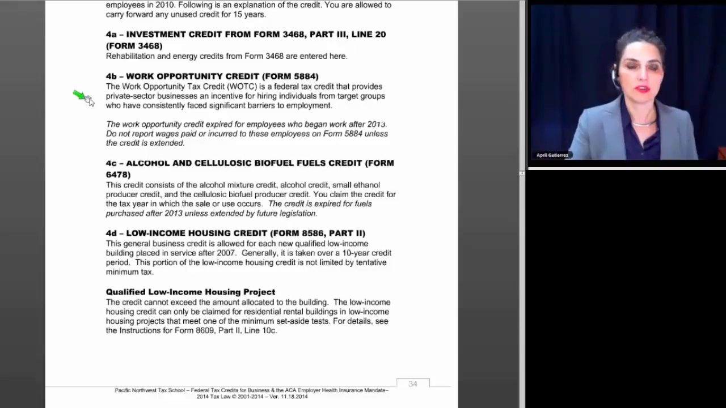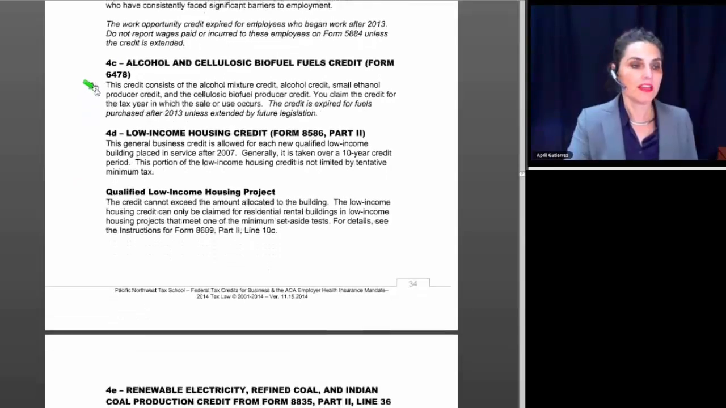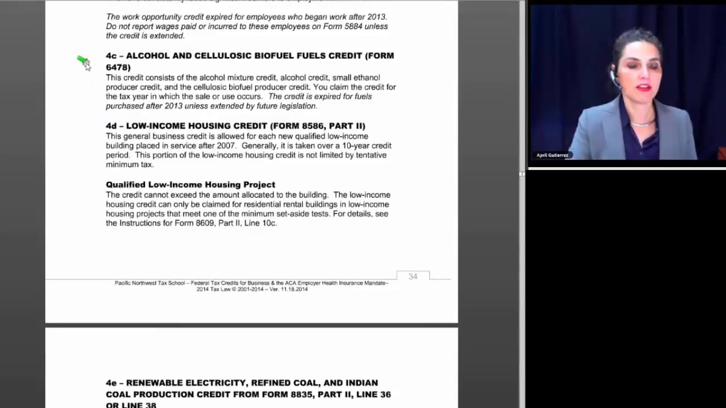Unlike other credits, the work opportunity credit is not just something at the last minute you determine your client can claim and slap it on the return. If an employer qualifies for the work opportunity credit, they actually have to hire an individual from a targeted group and go through an application process early on during the hiring phase. If your client did not do that, then clearly they're not going to be able to claim the credit even if the credit hadn't expired. So there goes that one. Then we move on to line 4C, alcohol and cellulosic biofuels credit.